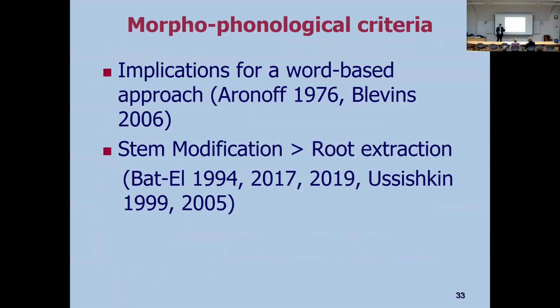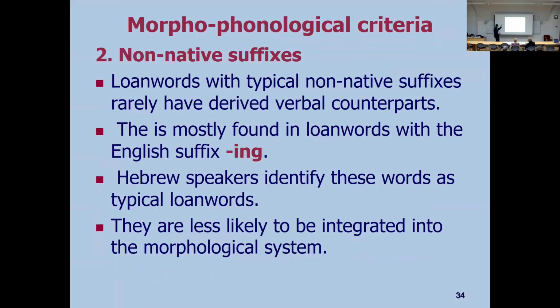Okay, so this is the first constraint, the number of syllables and number of vowels. Okay. The second constraint is about non-native suffixes. Loanwords with typical non-native suffixes, especially the English ing, rarely have derived verbal counterparts. And my claim is that Hebrew speakers are sensitive even to the internal structure of loanwords.